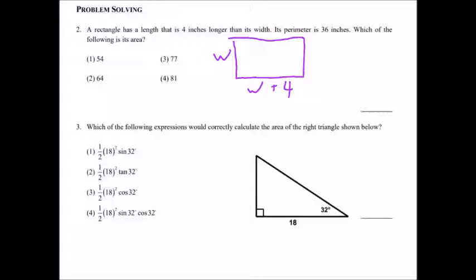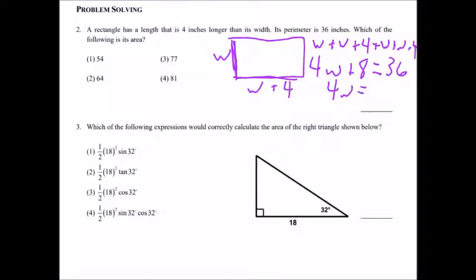What we can do is W, this side, plus this side, W plus 4, and then do that again for the other two sides. We have 1, 2, 3, 4 W's, and then 8, and that would represent the perimeter, which is 36. If we solve that, 4W equals 28. That's going to tell us that the width is 7, and that this would be 11 because it's the width plus 4. So what would the area be? 7 times 11 is 77.